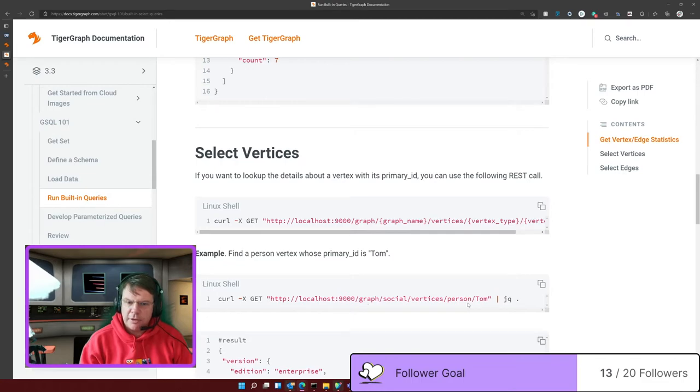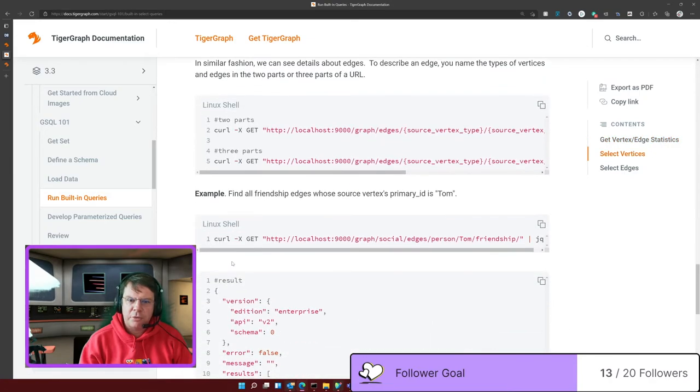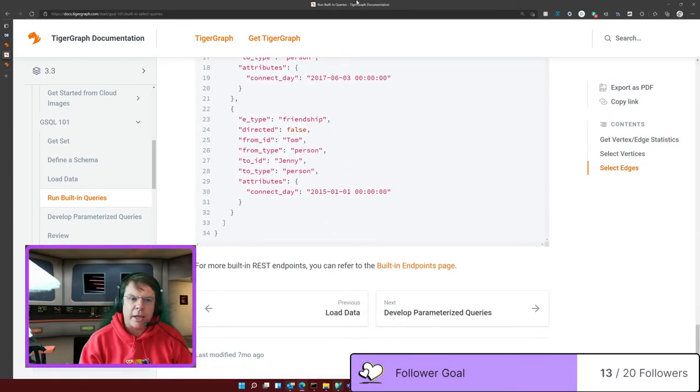Okay, so this is a query again. This is very much a RESTful type query, right? Talk to my graph, my social graph. I want vertices. I want a person. I want the name of someone to be Tom. I want to see the actual query language, which I'm not really seeing here.